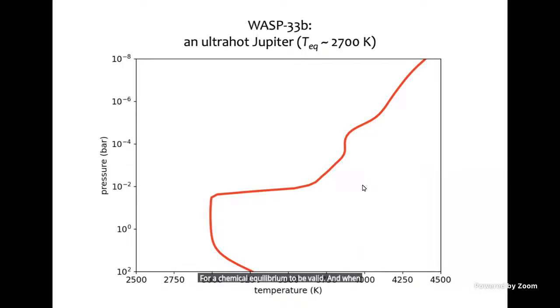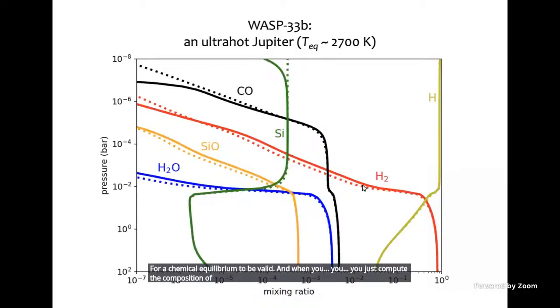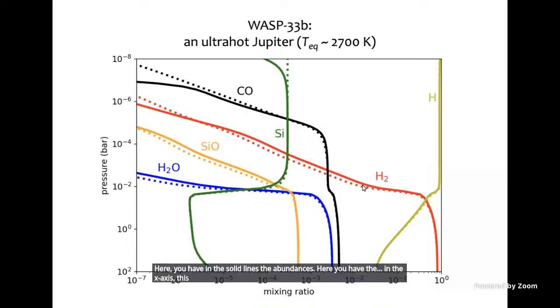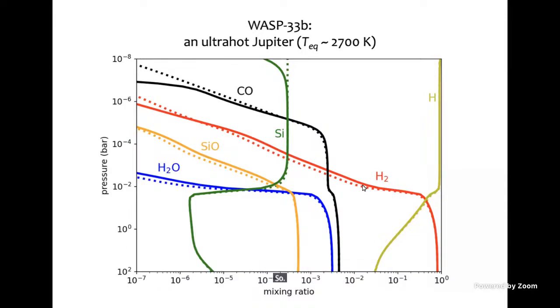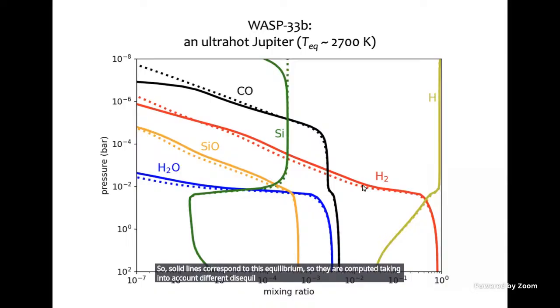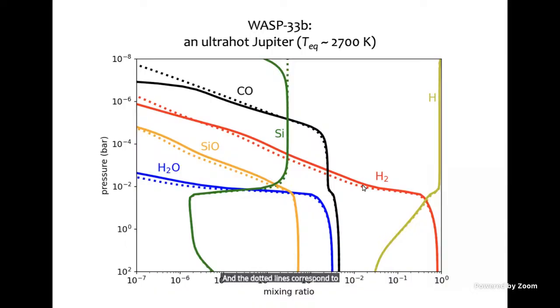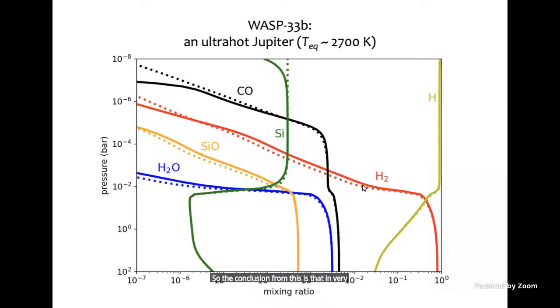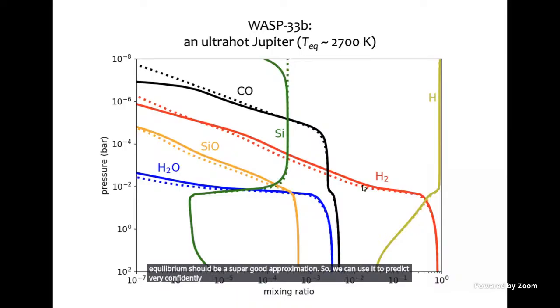And when you compute the composition of this planet, here you have in the solid lines the abundances. Here in the x-axis, this is the mixing ratio. So on that side you have abundant molecules and here less abundant ones. Solid lines correspond to disequilibrium, so they are computed taking into account different disequilibrium processes, and the dotted lines correspond to chemical equilibrium. And you see that the agreement is almost perfect. So the conclusion from this is that in very hot atmospheres, chemical equilibrium should be a super good approximation, so we can use it to predict very confidently the chemical composition.